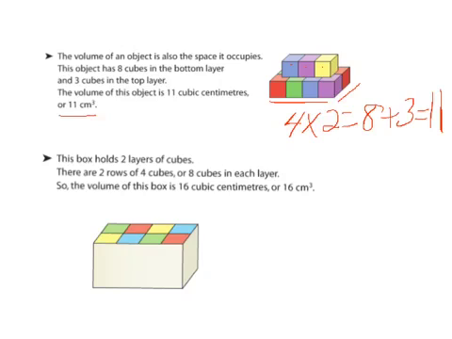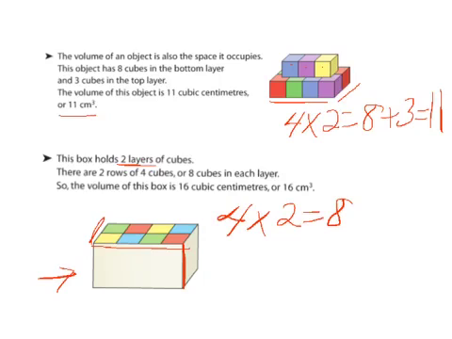For grade 5, what you're mostly responsible for is the volume of rectangular prisms, and this would be a rectangular prism, a box basically. In this case there are 2 rows of 4 cubes. So for our top layer, 4 times 2, there's 8 cubes in our top layer. And it looks like it holds 2 layers. Can't really tell from the picture, but we can from the description. So there's 2 layers of 8. Well, 8 plus 8 is 16.